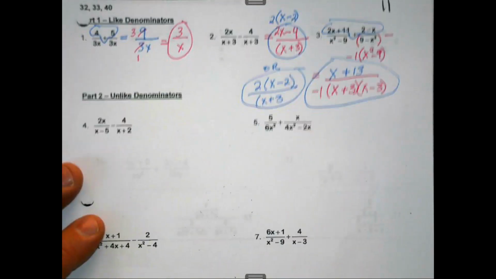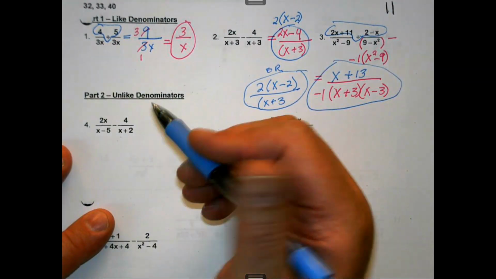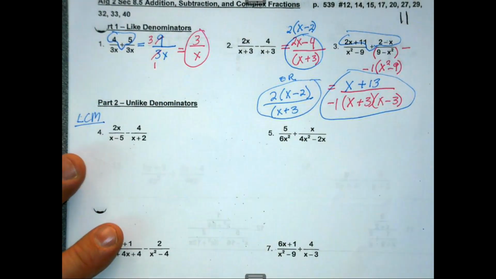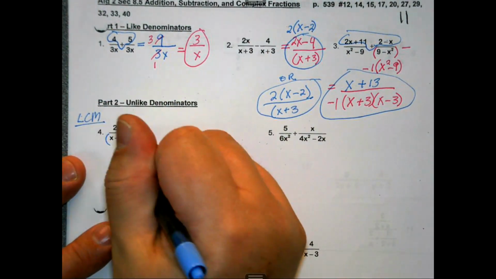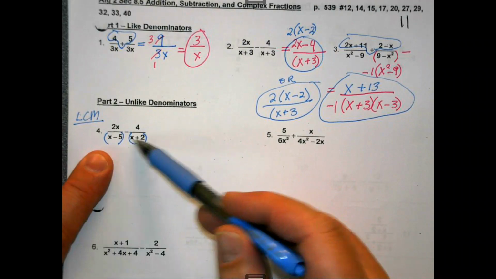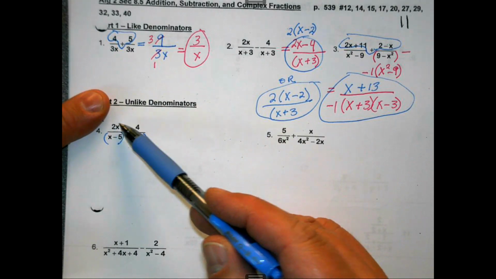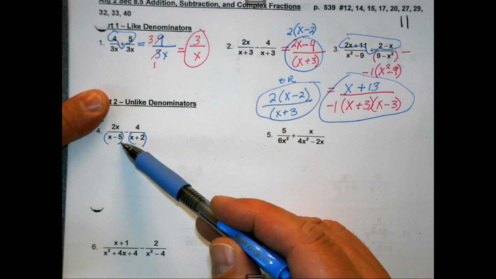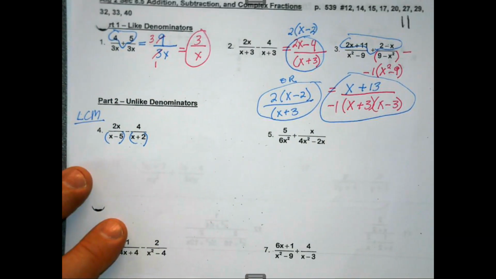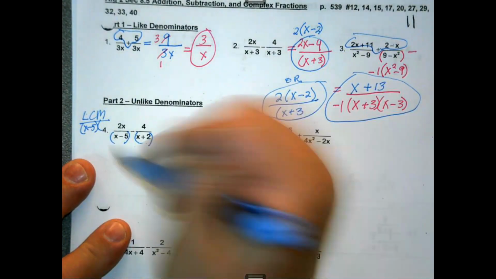Okay. Unlike denominators. Now, this is where, like we did on the other sheet, you have to find the lowest common multiple. A lot of students don't even need to write the lowest common multiple. After you do enough of these, you just multiply the numerator by whatever this denominator doesn't have. In other words, this fraction. But that's okay. We'll find the lowest common multiple. See, x minus 5 and x plus 2.